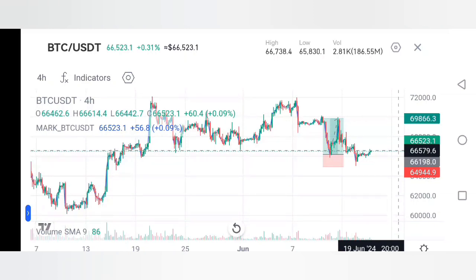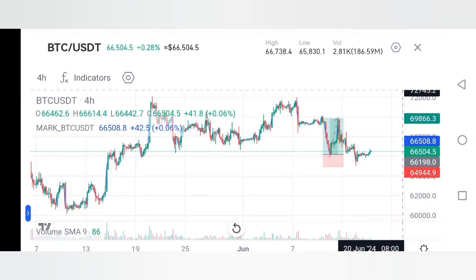So we made an entry last week, to which profit was made. We made an entry at around 66,000, and we took profit. Take profit one was around 67,500, and at around 69,800 last week for take profit two.